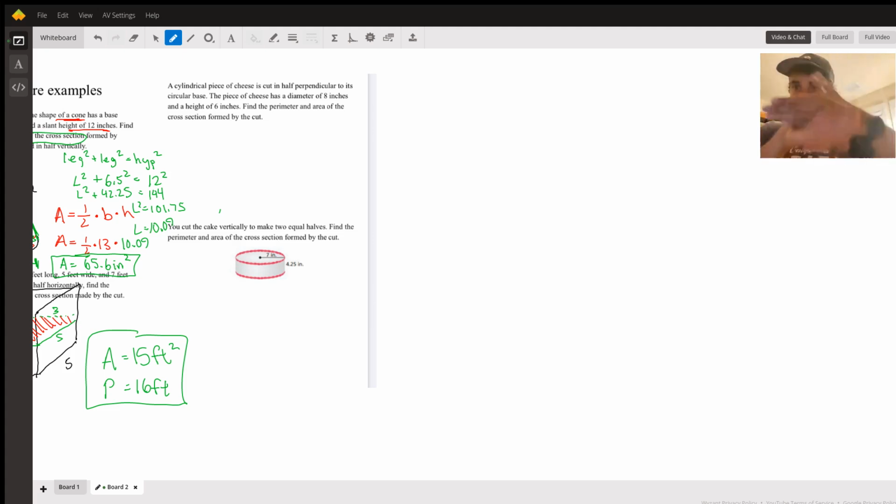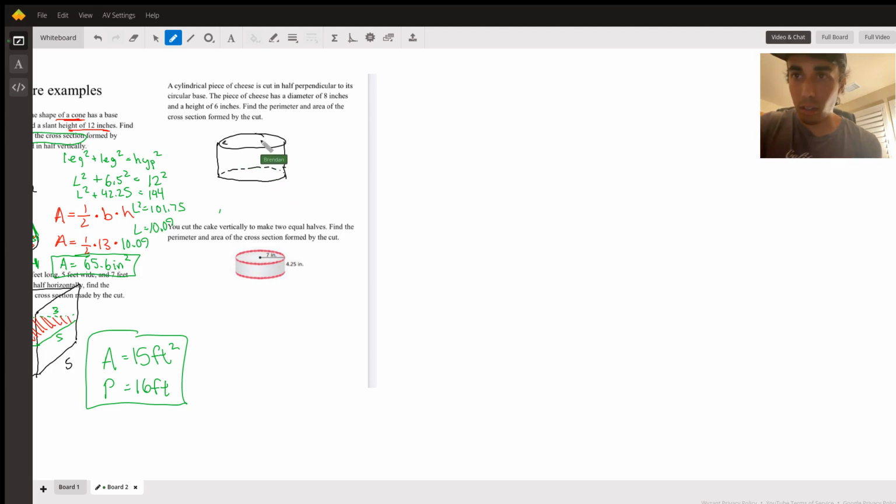We'll be up and down, perpendicular to the base. Diameter of 8 and a height of 6. All right, let's see what we're working with. I'll do my best to draw this. So we've got the top, we've got some sides, we've got the bottom down here, something like that. And we've got the diameter is 8.